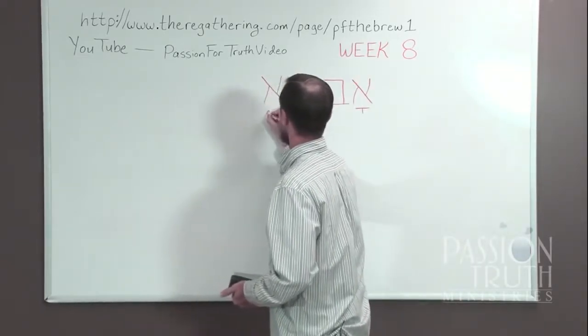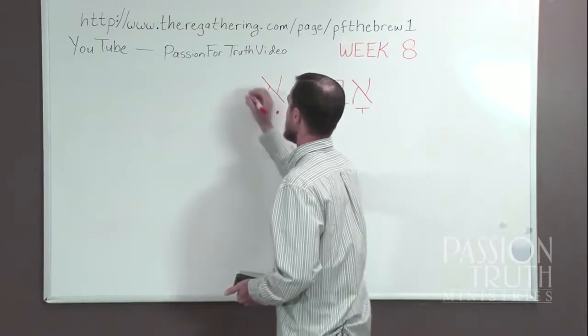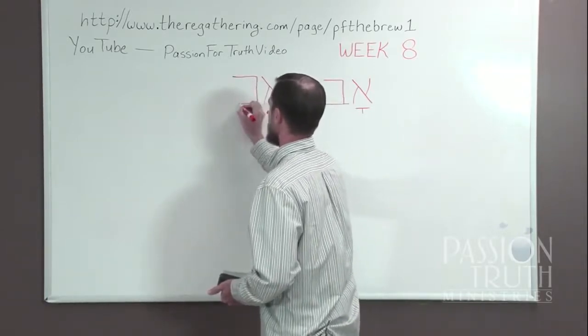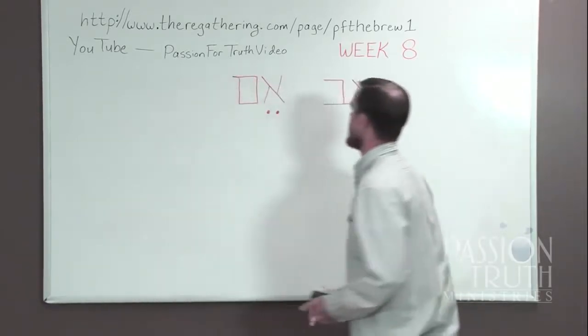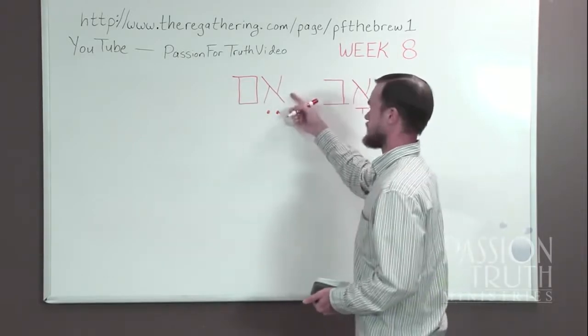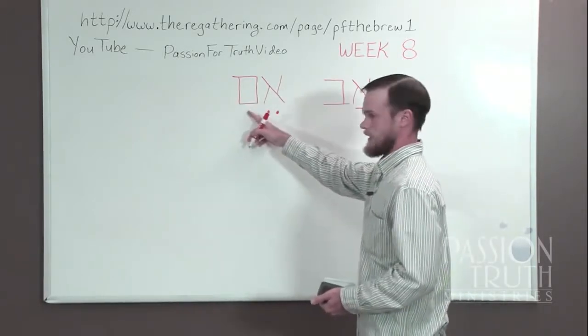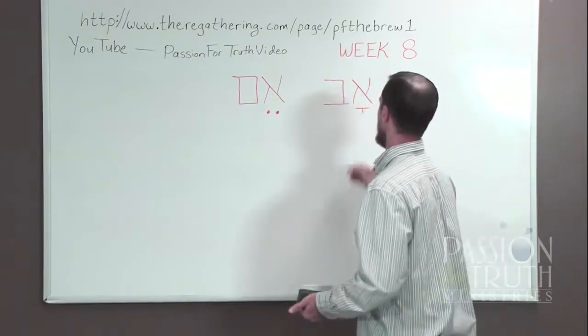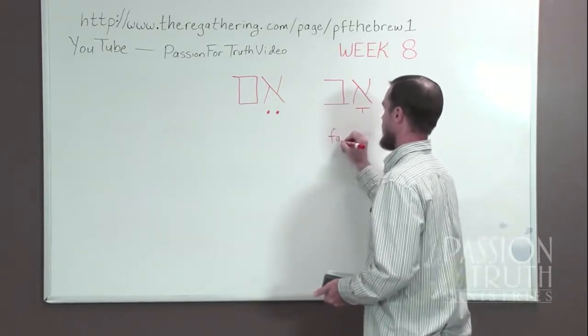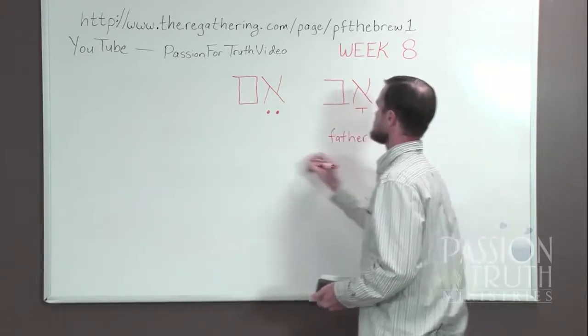So an aleph with a tseira vowel beneath it, followed by a final mem. Aim, right? Aleph silent, the A of the tseira, the M of the final mem, so aim. Av is father, and aim is mother.